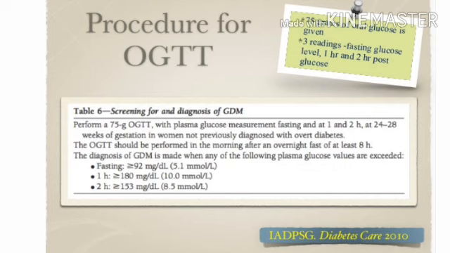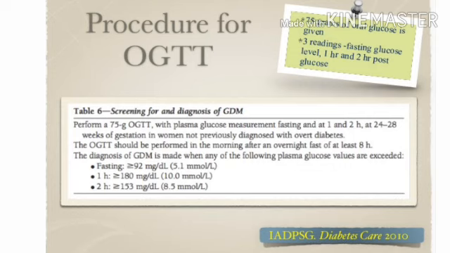If fasting blood glucose level exceeds 92 milligram per deciliter, or 1 hour postprandial glucose level exceeds 180 milligram per deciliter, or 2 hour postprandial glucose level exceeds 153 milligram per deciliter, if any one of these observations occurs, it is considered as gestational diabetes mellitus. Actually, this is the IADPSG criteria to diagnose gestational diabetes mellitus. IADPSG means International Association for Diabetes in Pregnancy Study Group.